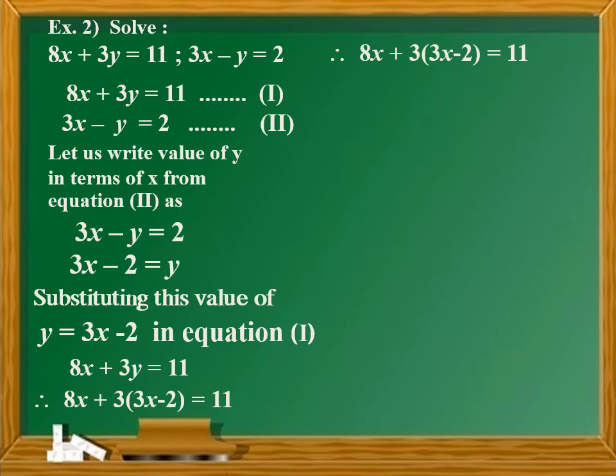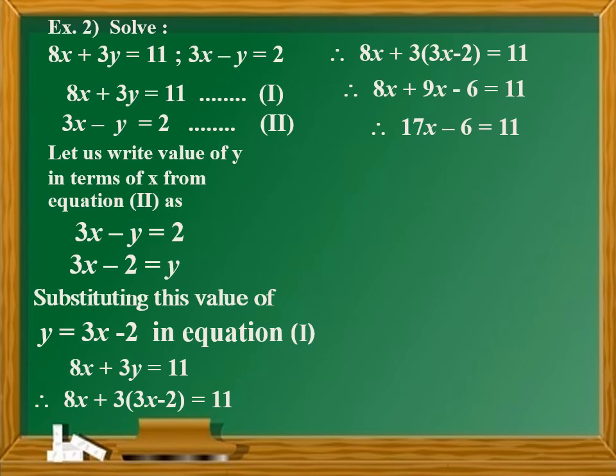First, we have to solve this bracket. For this, we have to multiply 3 with 3x and 3 into 2. Then, our next step will be 8x + 9x - 6 = 11. This 8x + 9x will get added. Therefore, 17x - 6 = 11.